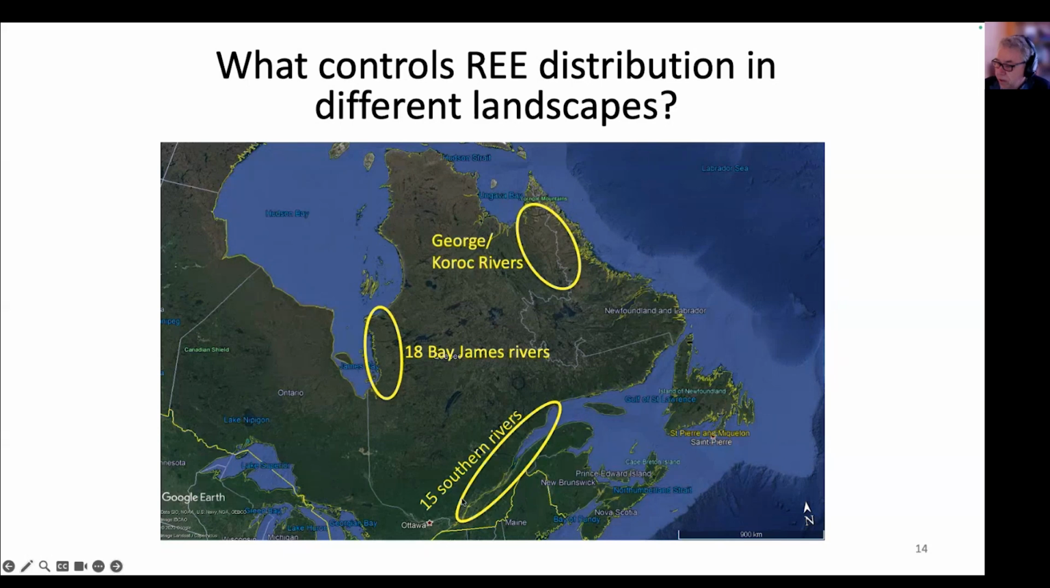St. Lawrence River and its tributaries, the James Bay rivers, the Northwest Territories that are a bit out of the map on the west side, and then the system that I want to discuss right now is the George River and the Koroc River system. It's up north, near the city of Kangiqsualujjuaq, about here on Ungava Bay in northern Canada. It's in the subarctic.